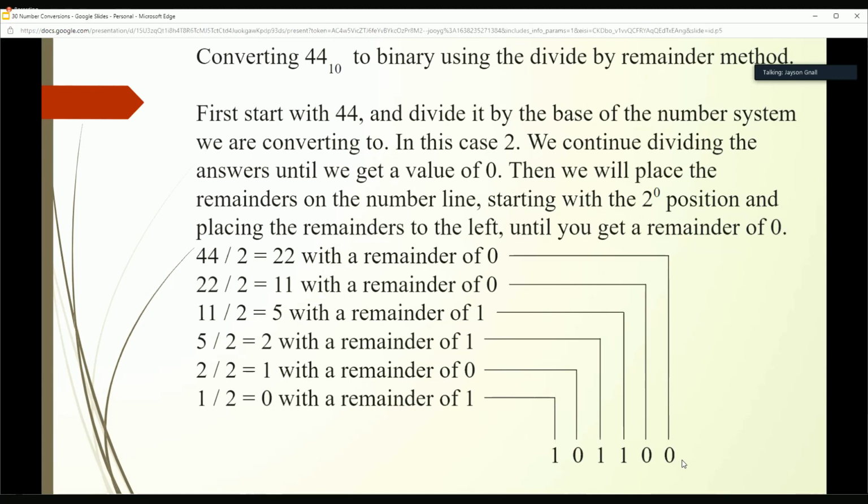Hey, Mike. Yes, sir. I've got a quick question. Are we trying to figure out the binary sequence for 44? Yes, you are. So how can it be zero? Is 44 going to be 101100? Yes, that's going to equal 44. Absolutely. Sorry. No, you're perfect.